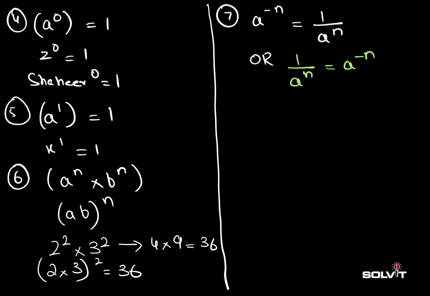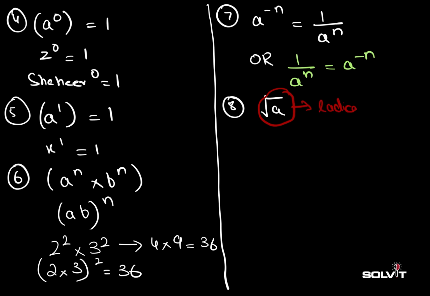So let's just move on to the eighth rule, that is under root of a. So basically, whenever a number or a variable is written with a root, that means this is written in its radical form.